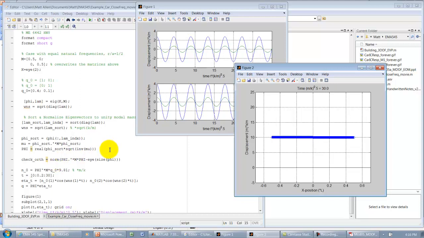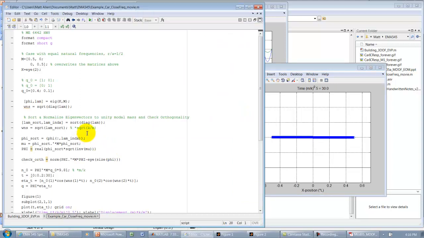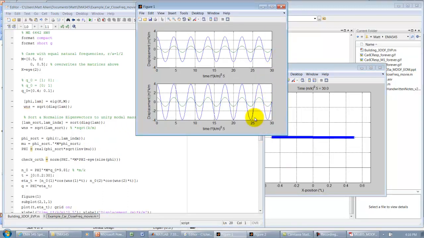We won't worry about them from here on out because we know that we can always choose the eigenvectors to make them orthogonal. And as long as we do that, we can treat modes with equal frequencies the same as we would treat those modes that have distinct natural frequencies.